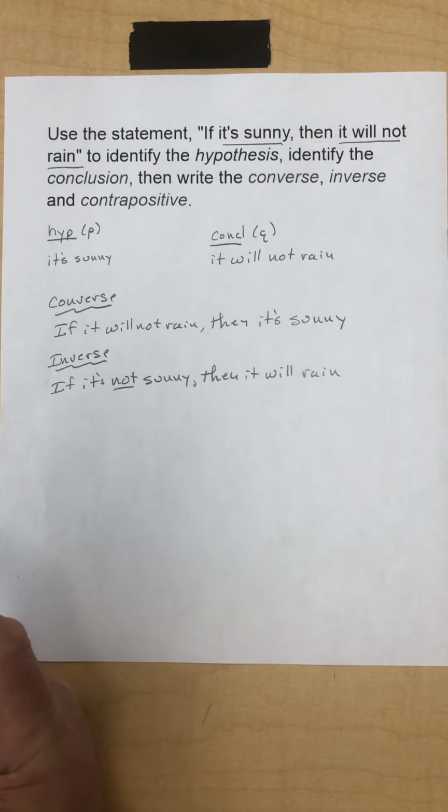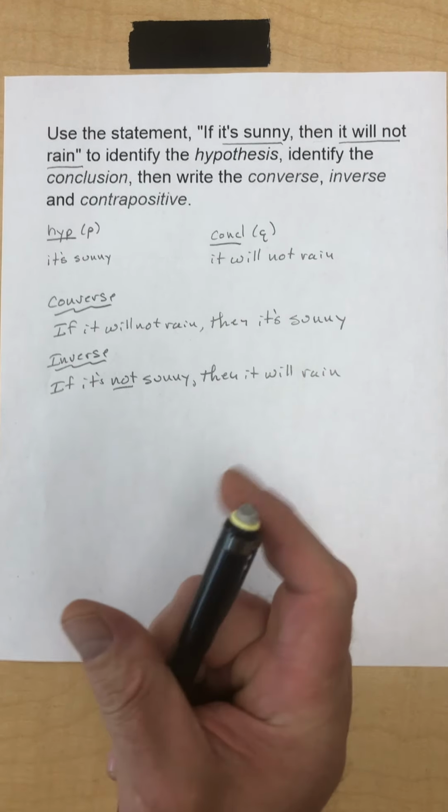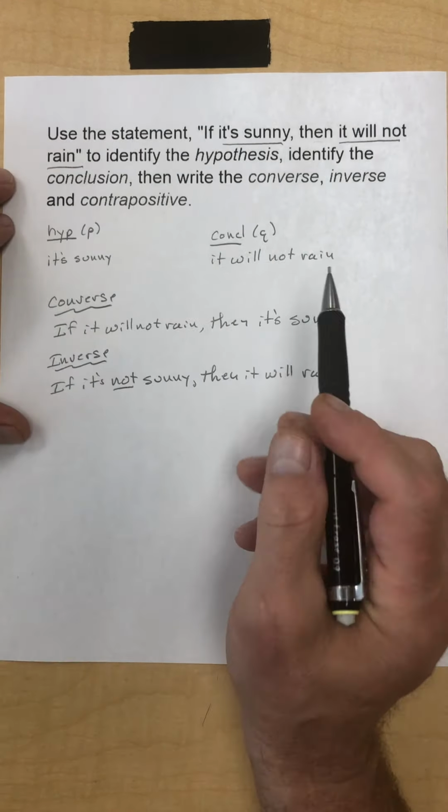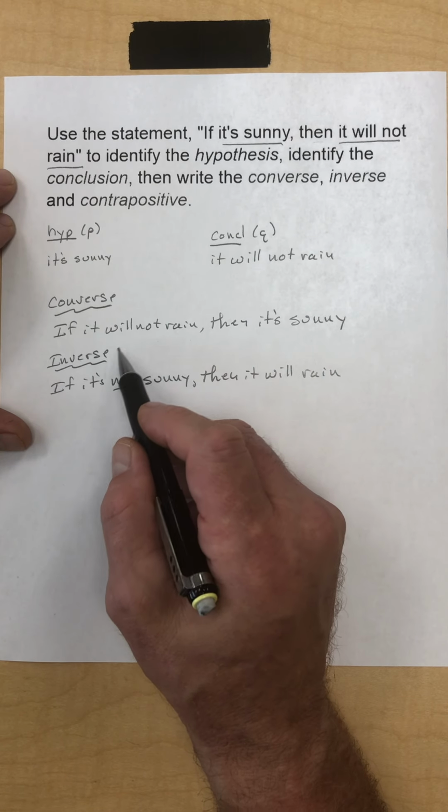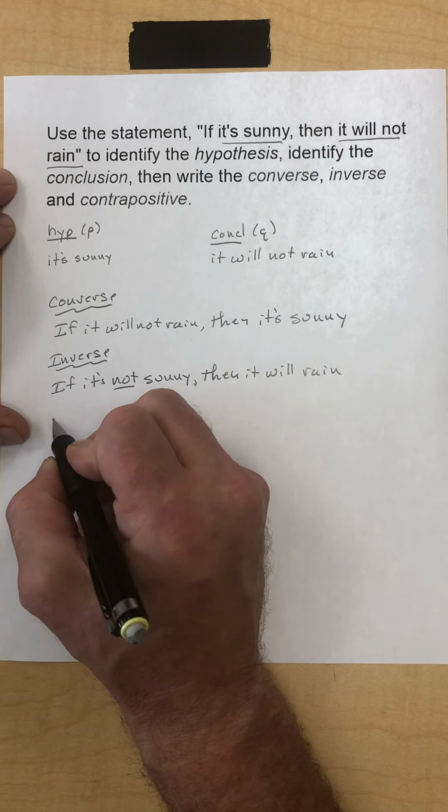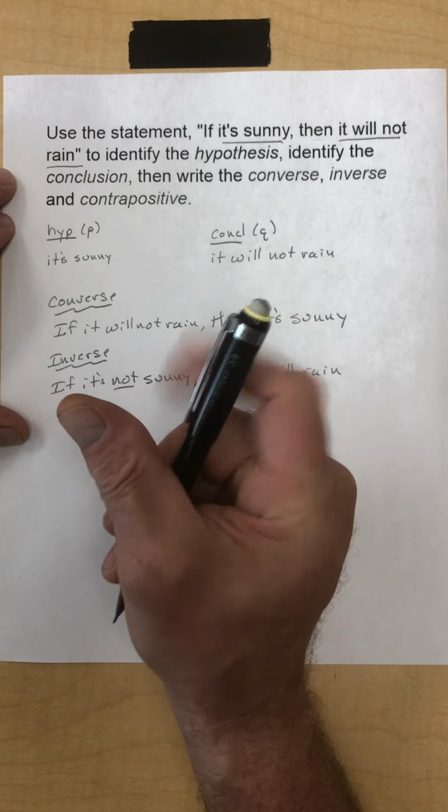Living here in the Brookfield area in northeastern Ohio, we think: if it's not sunny, does that mean it will rain? Of course not. If it's not sunny, that doesn't mean rain's going to happen. It just means it's not sunny. So it would certainly seem that this would be a false statement as well. Then we have to do the contrapositive.